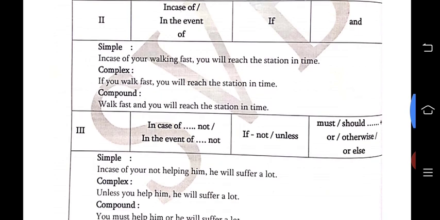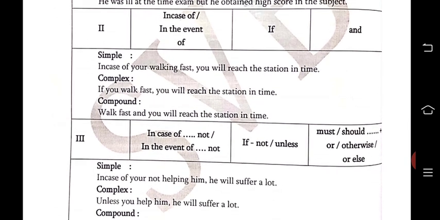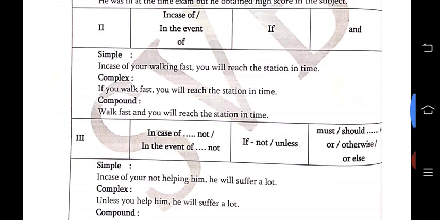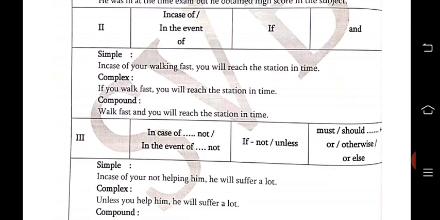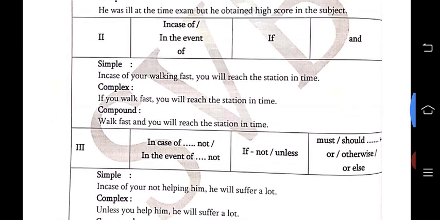Condition positive means what type of phrase will we use? In case of, or in the event of. As I said, a simple sentence consists of one phrase and one main clause. Let's start with the phrase: in case of, possessive form your, sequence walking fast. And then for writing the main clause: subject you, will reach, verb, the station and time, object. Got it? And then for writing complex sentences, in condition sentences we use if.